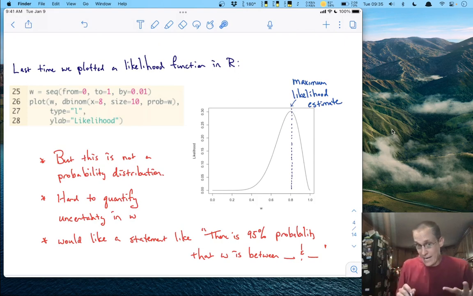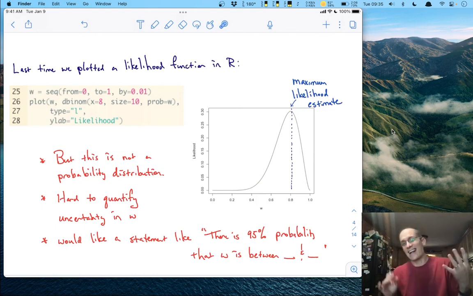Particularly what I would like is a statement like this. I would like to say there is a 95% probability that W is between this value and this value. You know, maybe it's from here to here, I don't know. But again, I can't do that easily with this because it is not a probability distribution. So what do we do?